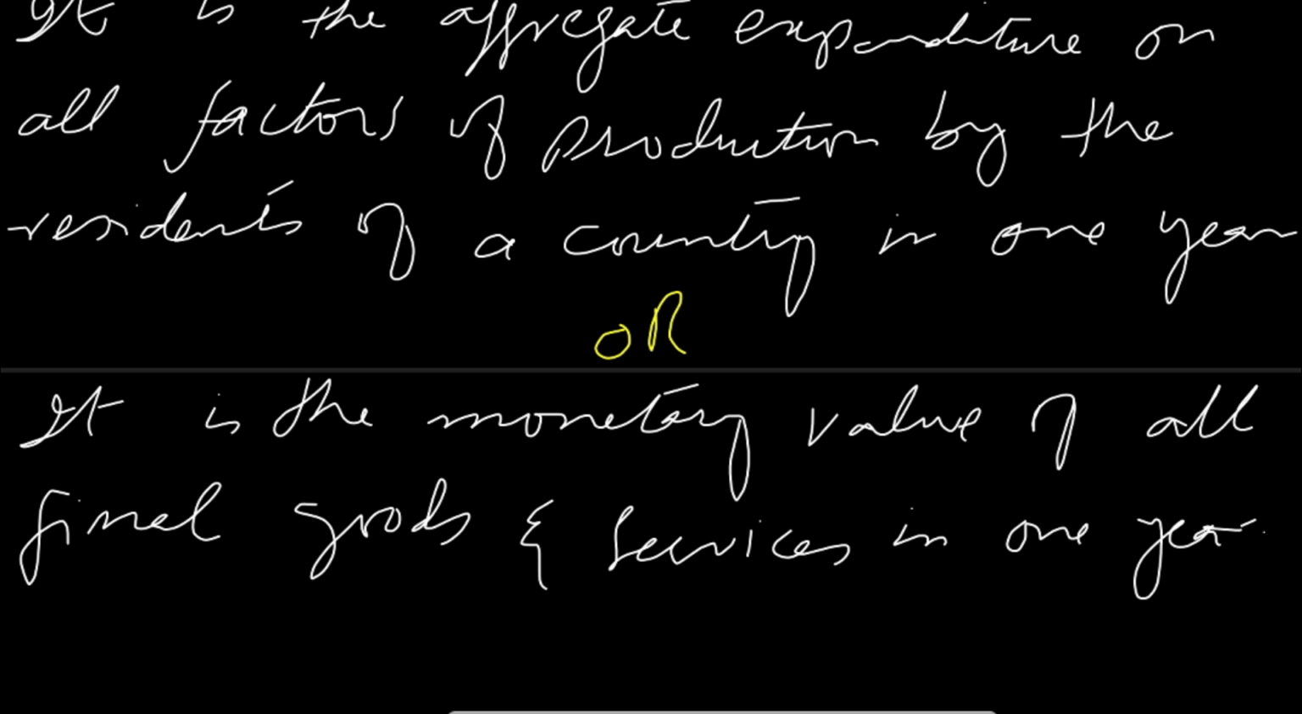One is considering income, the other one is considering expenditure, and the third one is taking into account the market value of all final goods and services produced in a country in 1 year. So we can identify that there are three methods to calculate national income. One is the income method, number two is the expenditure method, and number three is the output method.